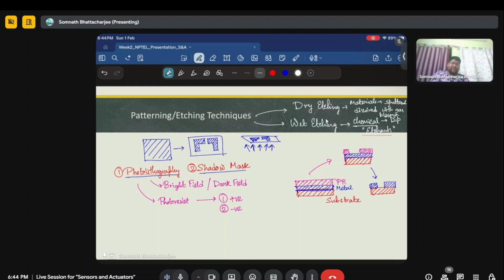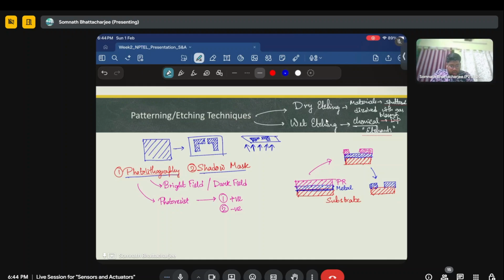As it doesn't involve any kind of liquid, that's why it is called dry etching. So these are the basics of etching techniques. There can be dry etching, wet etching. Based on your need, you will have to choose one and utilize that inside your device fabrication.